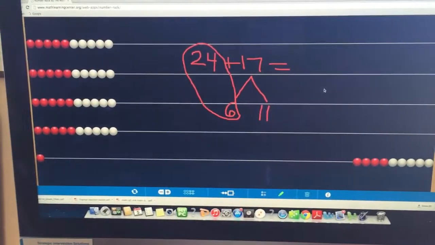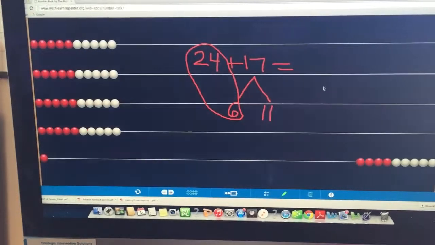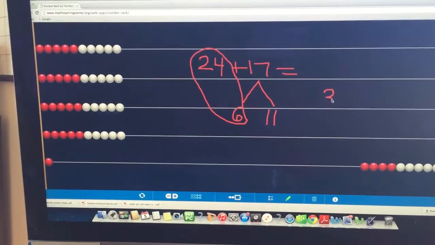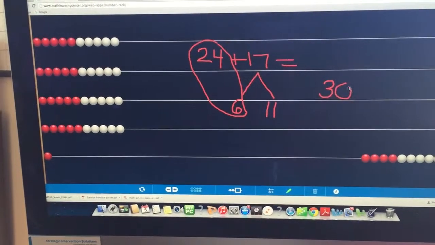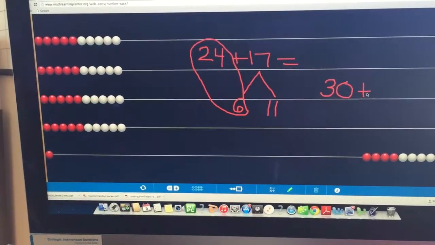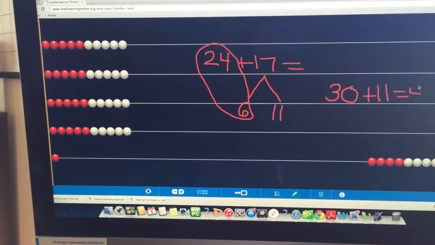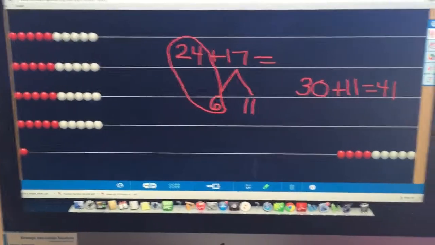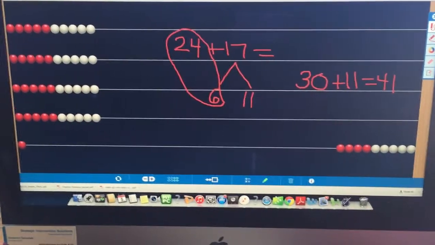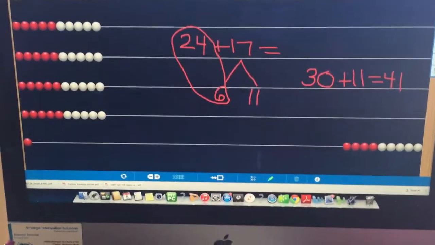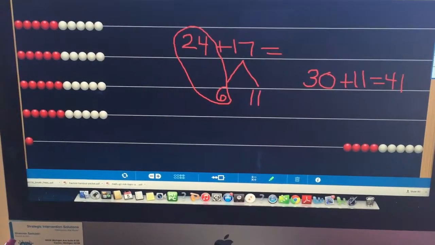When we get to the A, which is the abstract, it's the actual problem they solve. So in this case, we did 30 plus 11, and when we got our answer, we knew that it was 41. I hope that you're able to use our CPA planning sheet that's attached in this blog to help you plan your lessons this way.